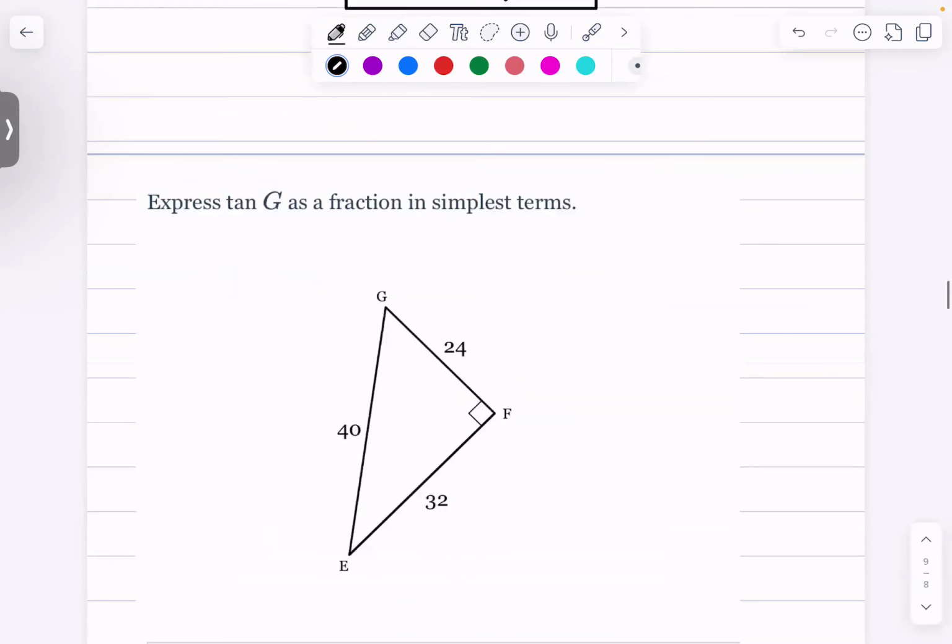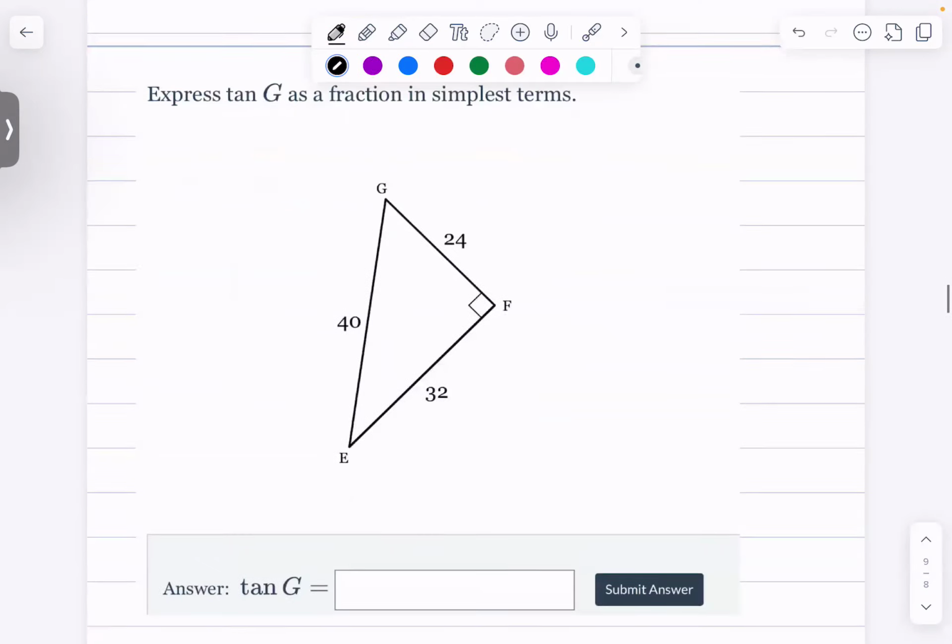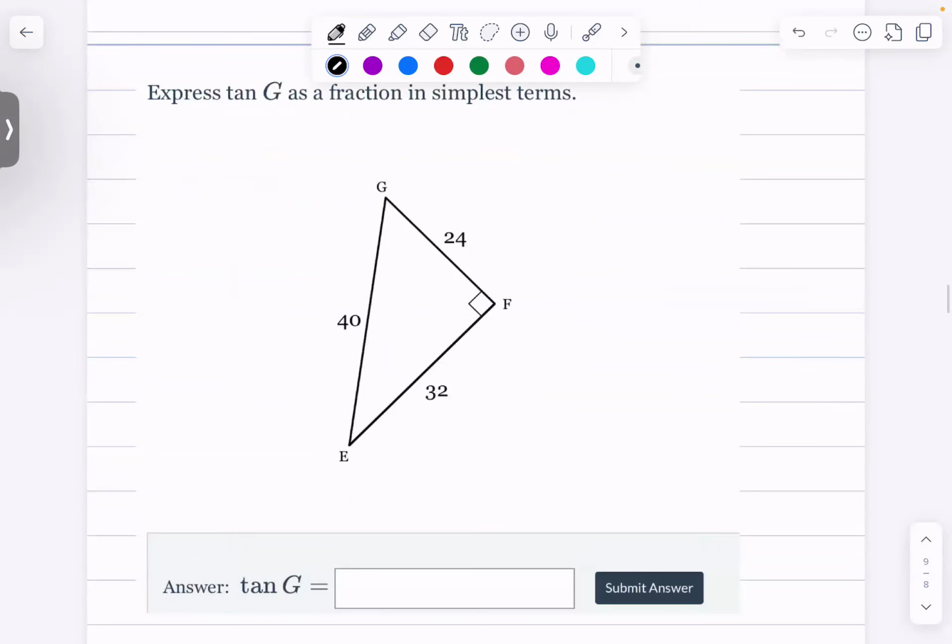And now we're going to get into tangent. So we have to figure out what the tangent of G is. Remember, whenever we're trying to figure it out, your first move is to label, label, label. Hypotenuse will always be opposite the 90-degree angle. Angle G is here. Opposite that angle is your opposite side, and this is your adjacent side then.